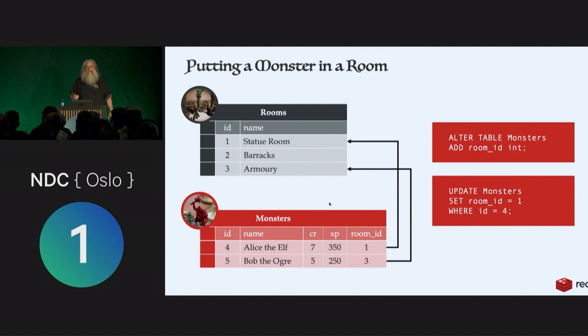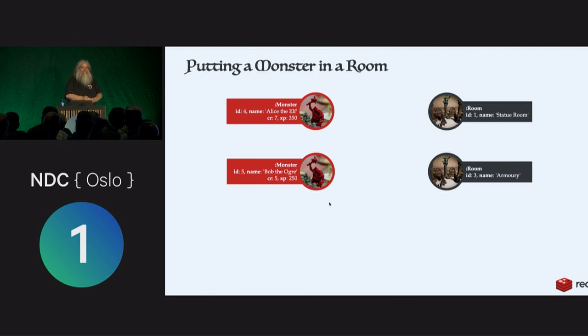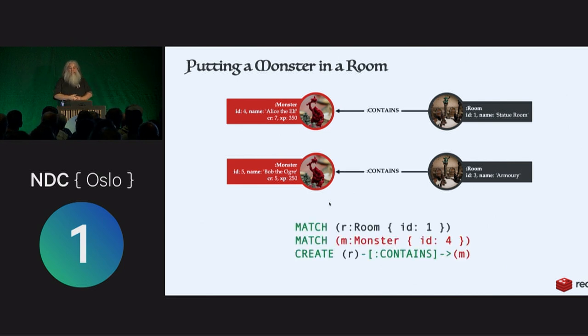How do we put a monster in a room with a graph database? Well, we need to create a relationship. And to do that, we need to match a couple of nodes. So here we're matching a room with an ID of 1, monster with an ID of 4. So this gets the statue hall and Alice the elf. And then we call create. And we can reference those variables we used earlier without creating them, and then define the relationship between them. Say create a contains relationship between them. So this will then put that monster in a room. It'll create a relationship where the room contains a monster.